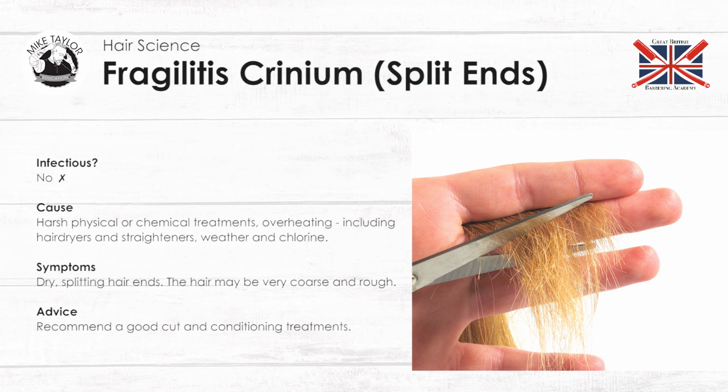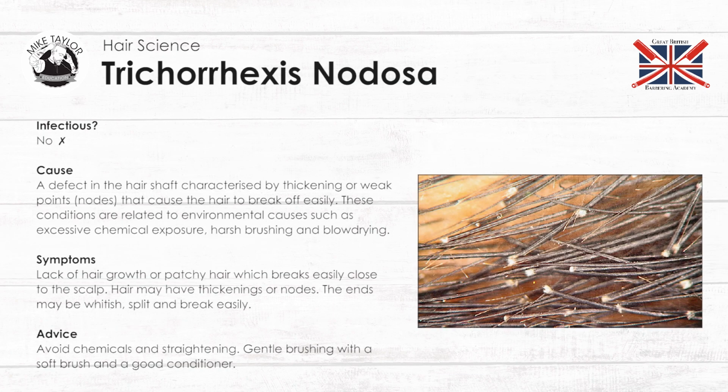To help you remember this word, remember that fragilitis sounds like fragile, and you would need to be fragile on split ends. Trichorrhexis nodosa is not infectious. It's caused by a defect in the hair shaft characterised by thickening or weak points or nodes that cause the hair to break off easily.